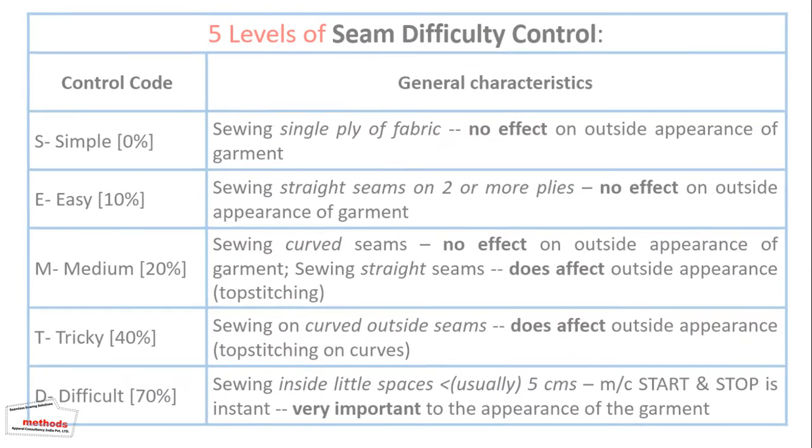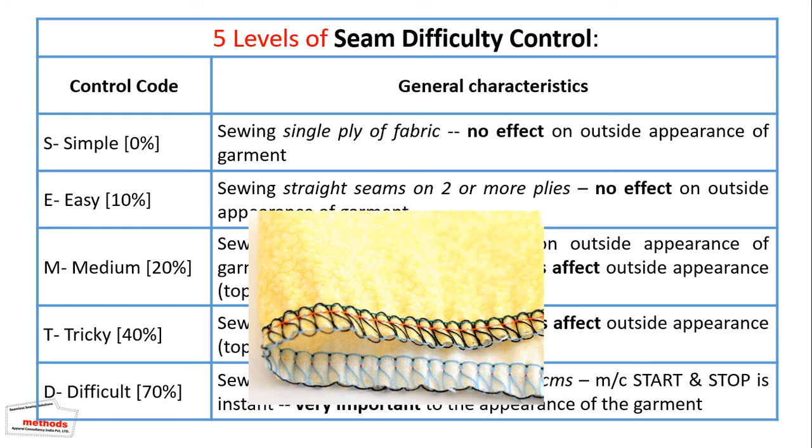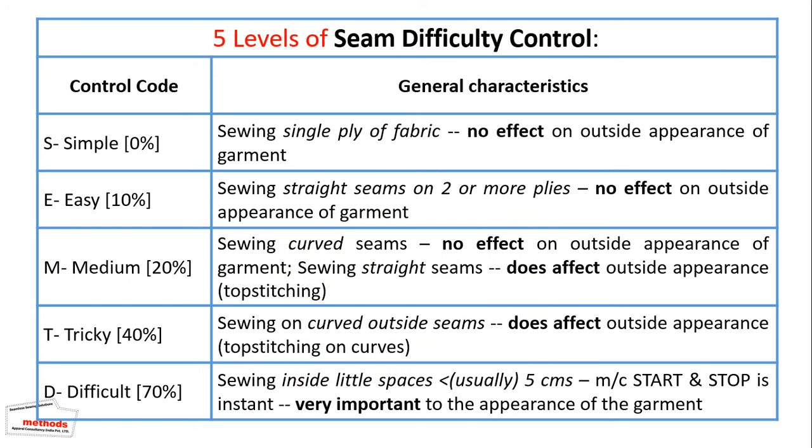Here we have the control code or difficulty level in the left column and its characteristics and identification on the right. The first difficulty level is simple, which is also denoted by a capital S. This is used while sewing single ply of fabric, which does not affect the outside appearance of the garment in any manner. A very good example would be serging single ply. The next level is called easy, denoted by a capital E. This is used while sewing straight seams on two or more plies which do not affect the outside appearance of the garment. Like in case of attaching any seams, an example would be shoulder attach.